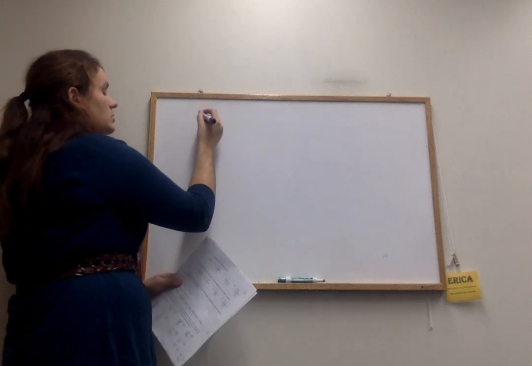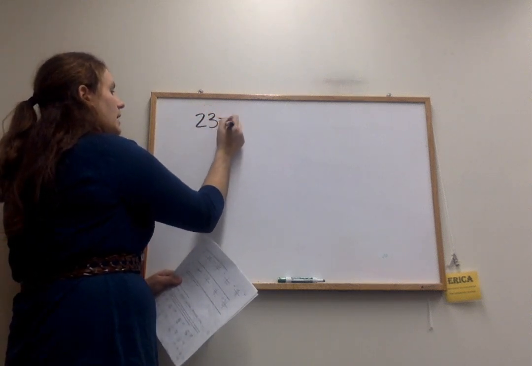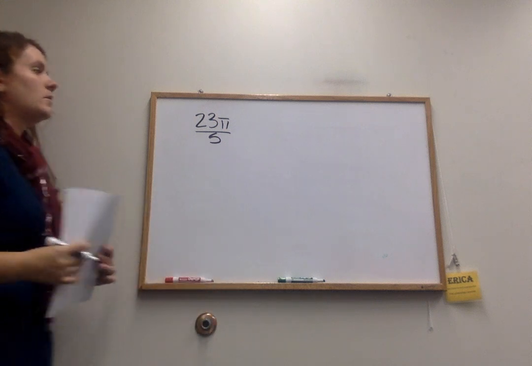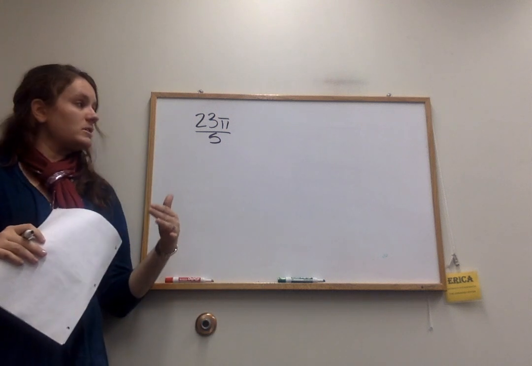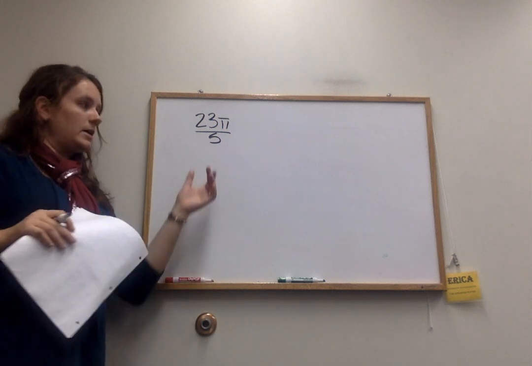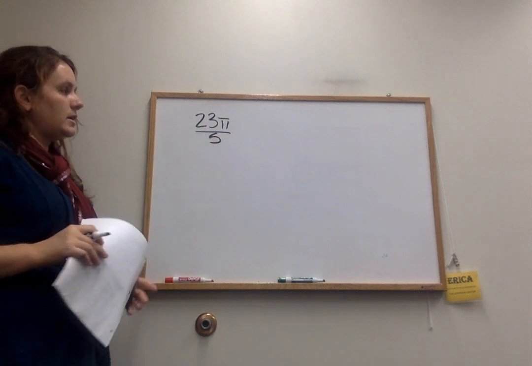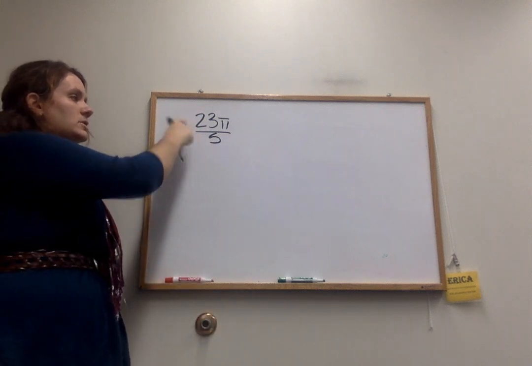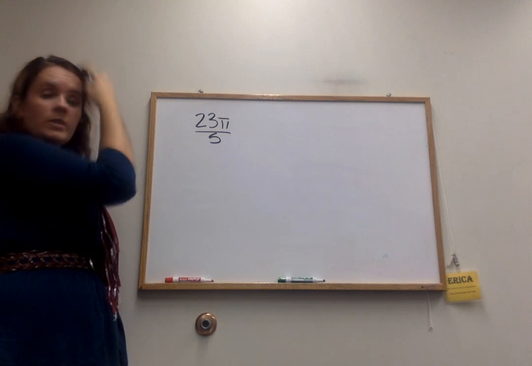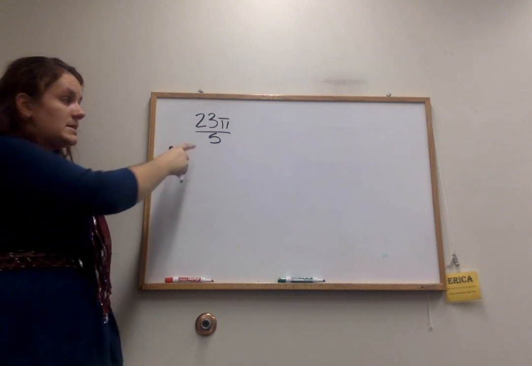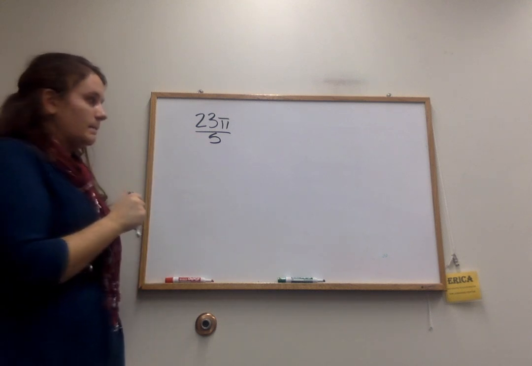Okay, so let's take a look at 23 pi over 5. Okay. One way that you can see if it's greater than 2 pi or less than 2 pi is to take your denominator and divide it into the numerator. 5 goes into 23 4 times with a little bit left over. So this is definitely bigger than 4 pi.